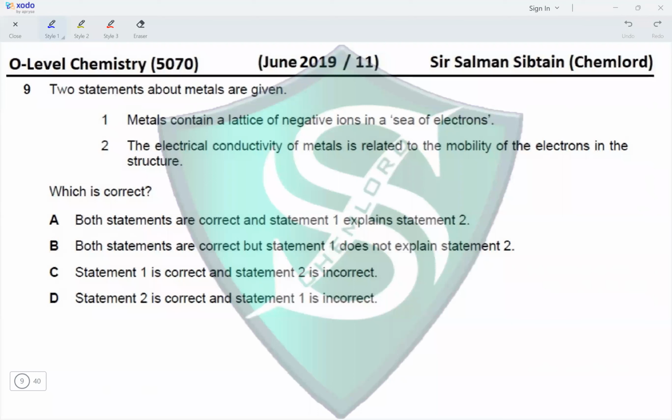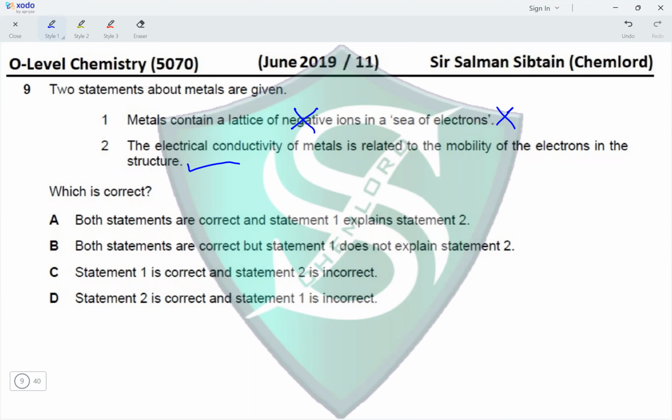Question 9. Two statements about metals are given. Metals contain a lattice of negative ions in a sea of electrons? No. They contain a lattice of positive ions in a sea of electrons. The electrical conductivity of metals is related to the mobility of the electrons in the structure. Yes, metals have delocalized mobile electrons which can flow. So it can conduct current.